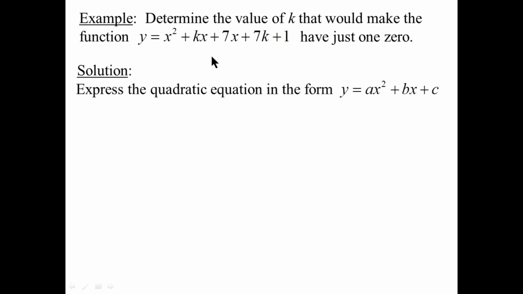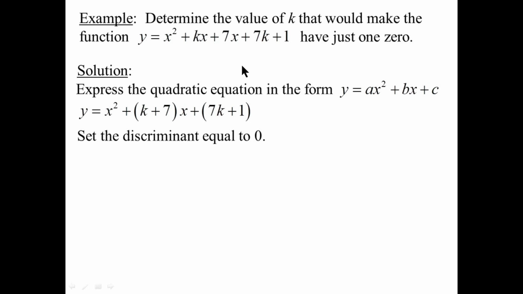Solution: express it in the form y equals ax squared plus bx plus c. We have to recognize it as this form. To do that, we have to put it in the form some number of x squareds plus some number of x plus some number. Now in this case, if we took this x and factored it out of these two terms, we'd have (k plus 7) times x. And on the end, we'd have 7k plus 1. Now it looks like some number of x squareds, 1, plus some number of x's plus some number. And now we can state the discriminant.